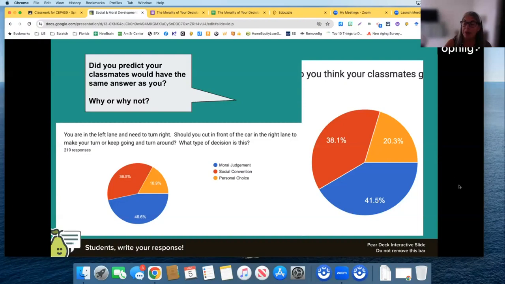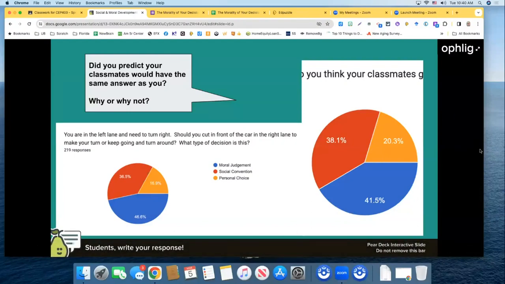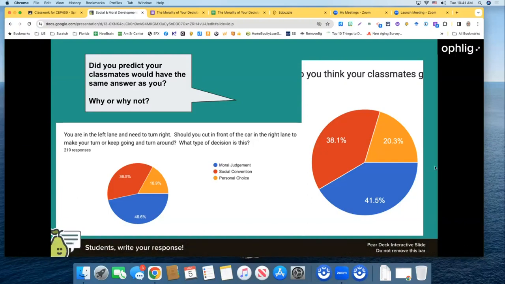What was your room talking about? So my room is pretty much split. Some of us believed it was more of a social convention because you think of driving and the rules of the road. A couple other people thought of it more as personal choice, because when you read the prompt, you automatically think of driving laws, but the prompt doesn't really say anything that's illegal or morally wrong. It's your choice whether you want to cut someone off or not.